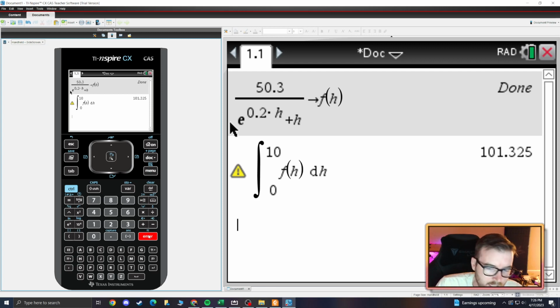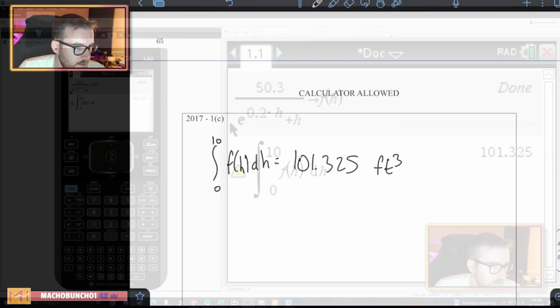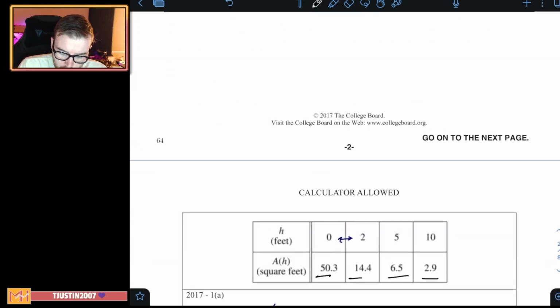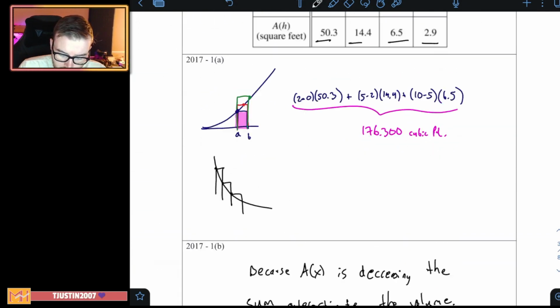So if the area is square feet, this is going to be feet cubed. So if I go back to my screen here, it's going to be feet cubed. Okay? Or cubic feet, if you would like.